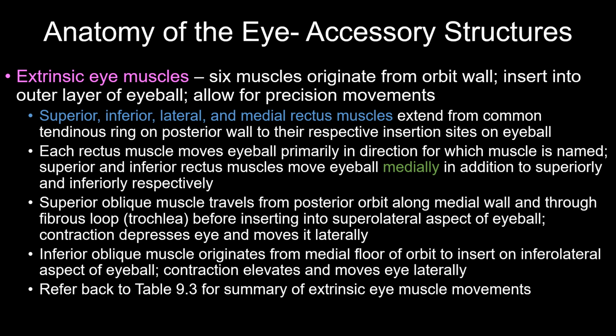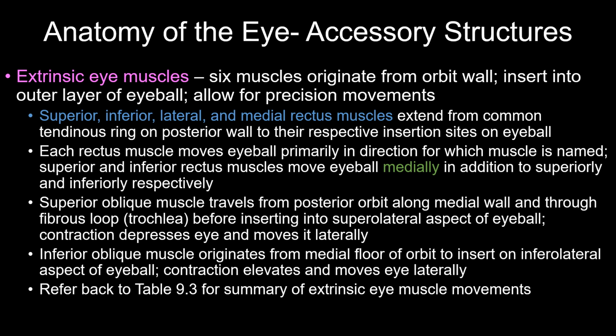And these muscles have names. There are 6 of them, and their names are the superior rectus muscle, the inferior rectus muscle. There's the medial rectus muscle, the lateral rectus muscle, and then you have the oblique muscles, both superior and inferior.